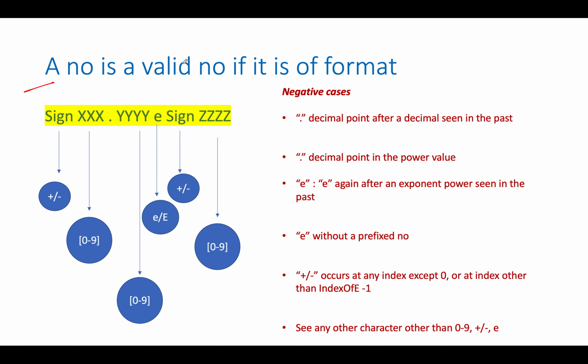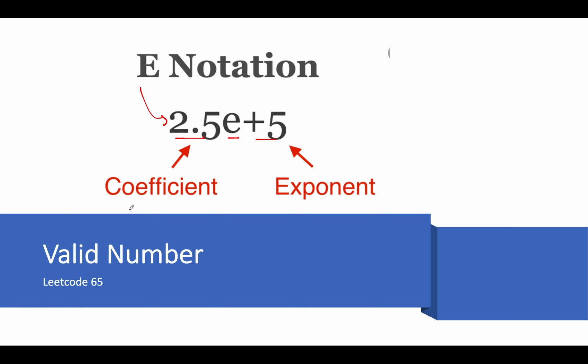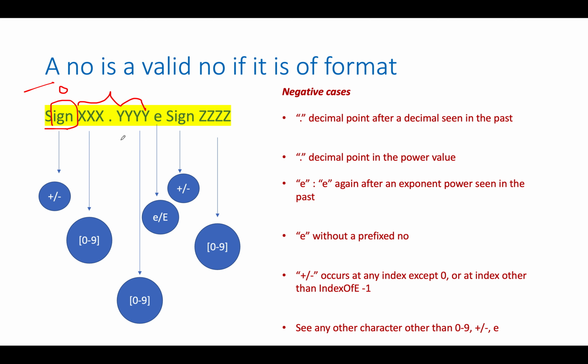A number is a valid number if it is in the given format. And let's talk about the format that we need to abide to. The first one is that we may have the sign at the starting index, that means the 0th index, followed by the number itself. So this is the coefficient part. The first number identifies a coefficient and it can be of two types, one without a decimal separation, another one with the decimal separation.